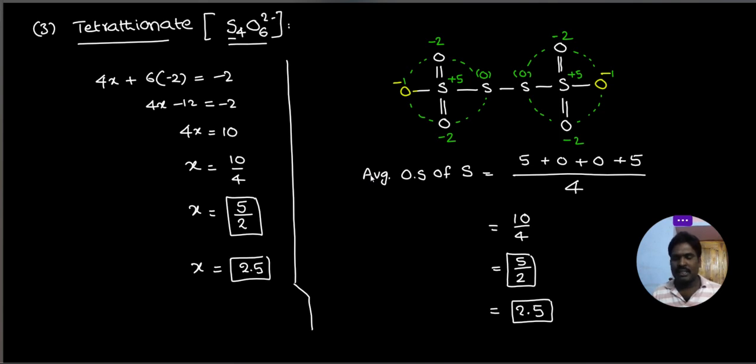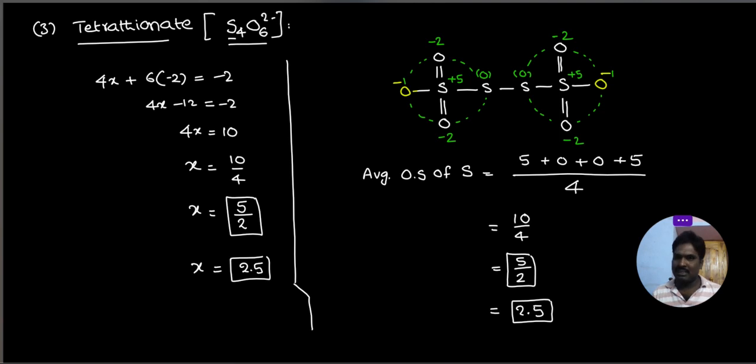But here we can expect a question like, what are the oxidation states of terminal sulfur atoms in tetrathionate? Plus 5 and plus 5. What are the oxidation states of middle sulfur atoms in tetrathionate? 0 and 0. Understood?